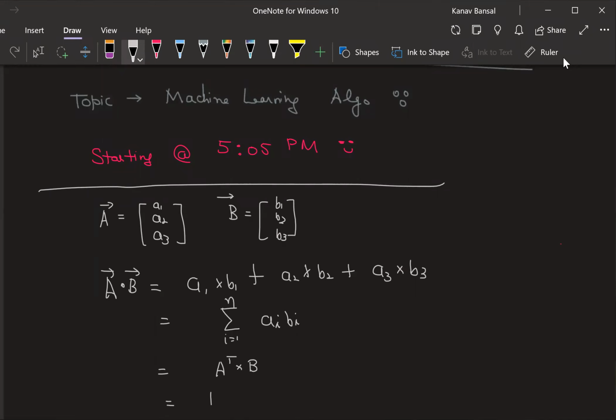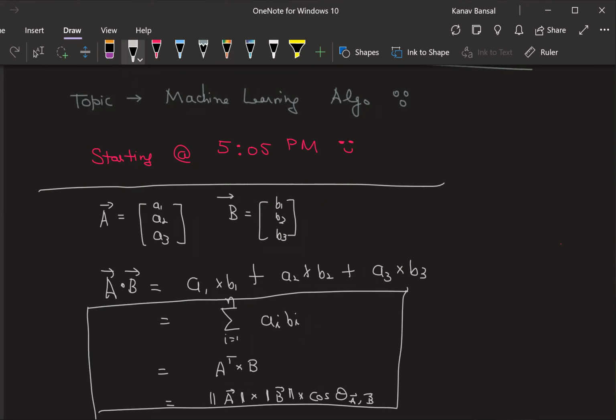And we have also seen that this can again be written as the length of vector a into the length of vector b into cos theta, where theta is the angle between vector a and vector b. All of you remember these three formulas? I hope everyone remembers all these three formulas from yesterday.